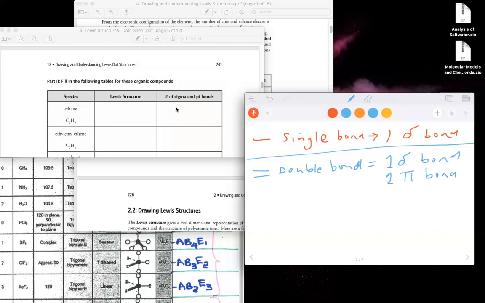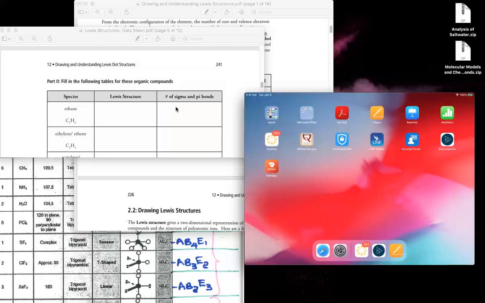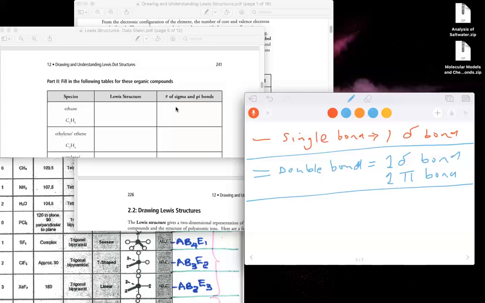This is a pi bond right here. So you need to know what constitutes a double bond and a single bond. And lastly, there is our triple bond. This is made up of one sigma bond and two pi bonds. This is what you should know before you answer this part on the data sheet.